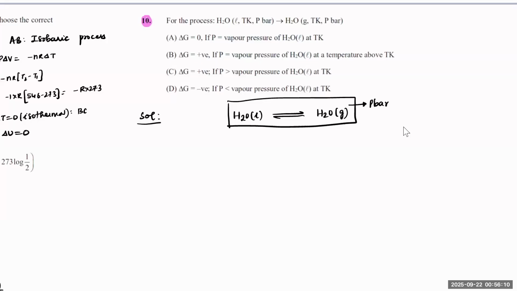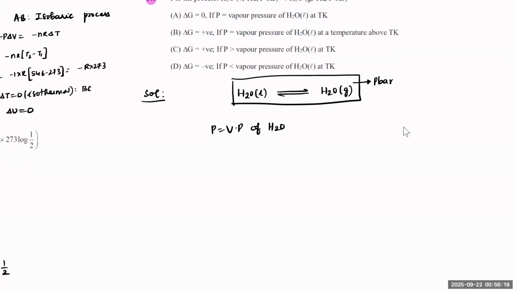If P is equal to the vapor pressure of H2O, then what will happen? Remember what is boiling point, everybody? What is the definition of boiling point? Boiling point temperature is that at which the vapor pressure of the liquid is equal to the external pressure, or pressure of the atmosphere, or atmospheric pressure.